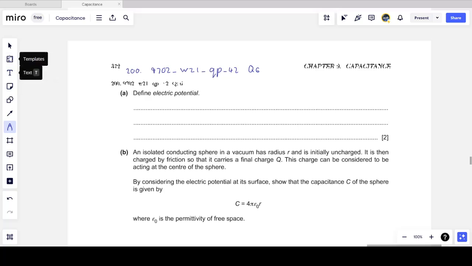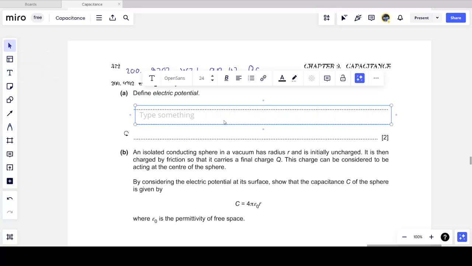And we start off slightly differently. We are asked to define electric potential. So it's going to take your knowledge back to electric fields. Remember, you have to know your electric fields well if you're working through questions on capacitance. My suggestion would be to understand the topic well before moving on to capacitance.